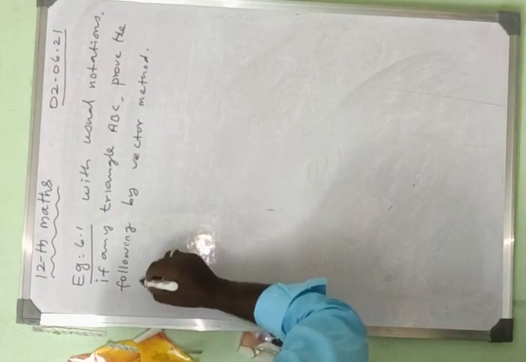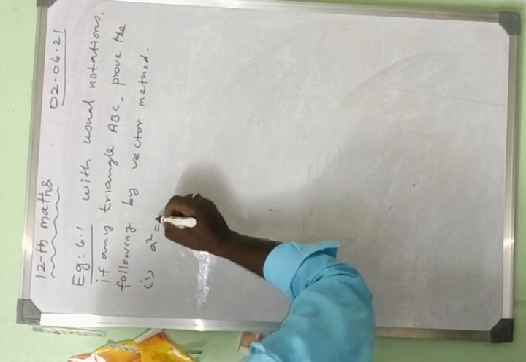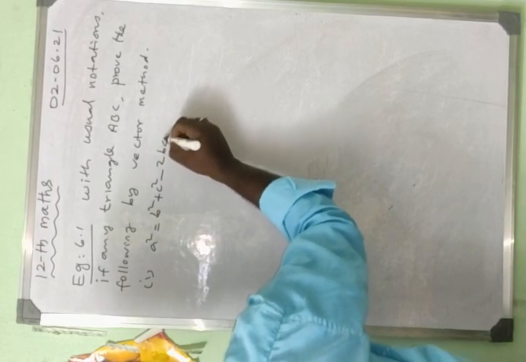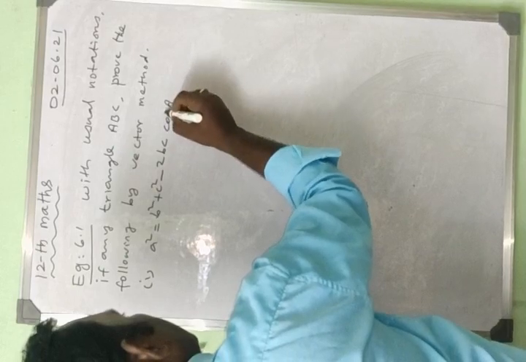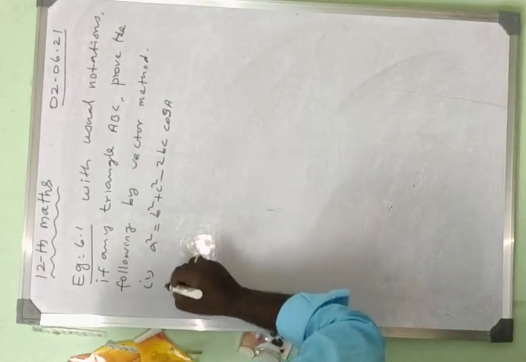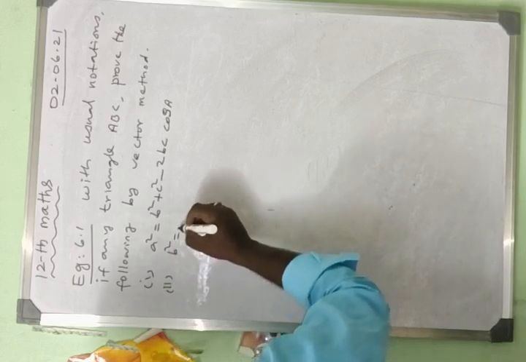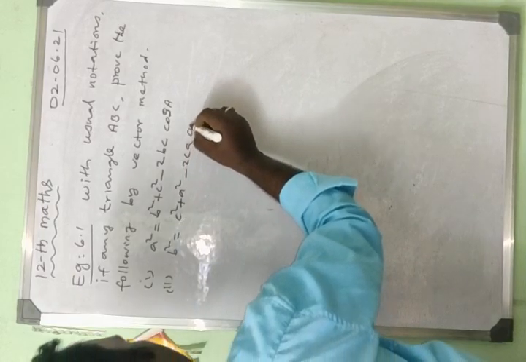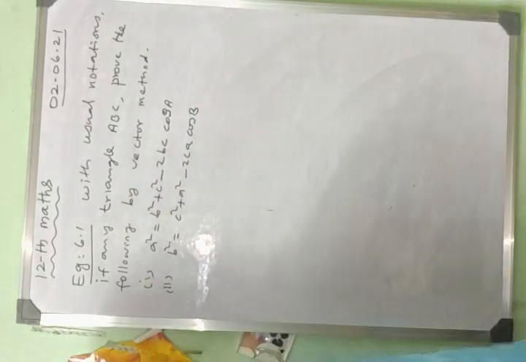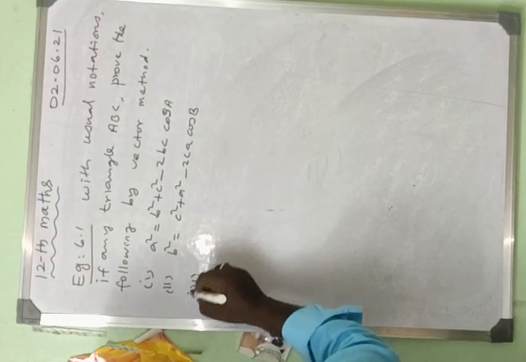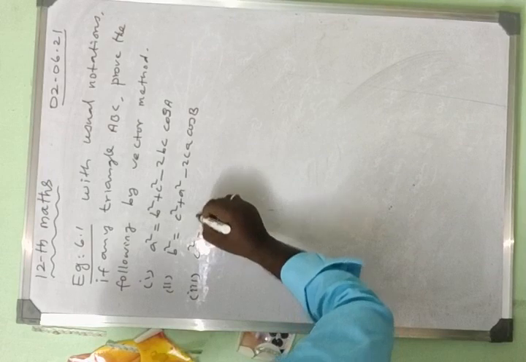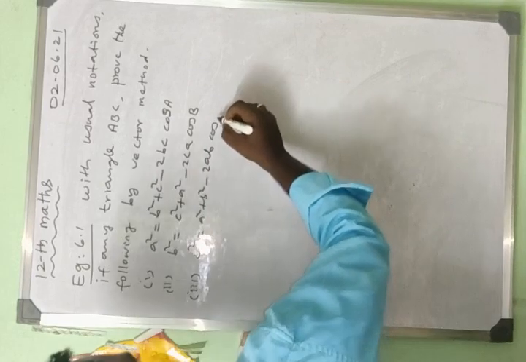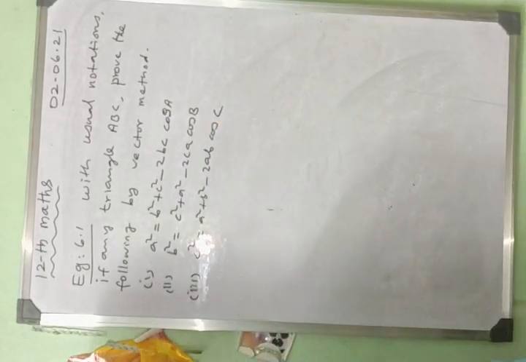Here, first one: A square equals B square plus C square minus 2BC cos A. Second one: B square equals C square plus A square minus 2CA cos B. Then third result: C square equals A square plus B square minus 2AB cos C. This is the cosine formula.